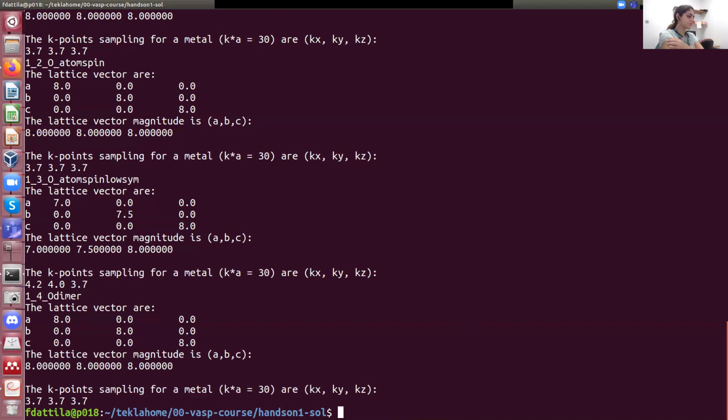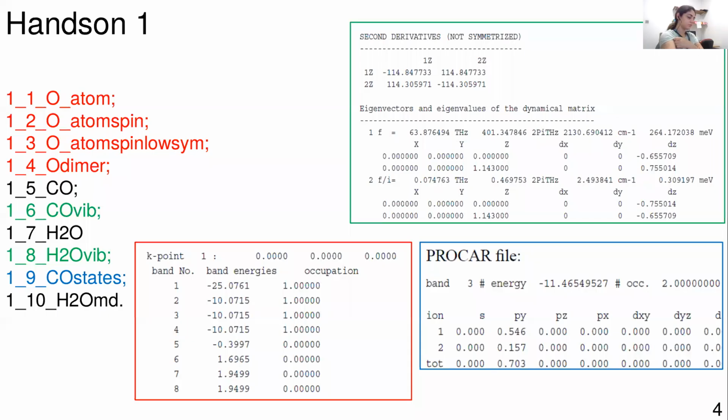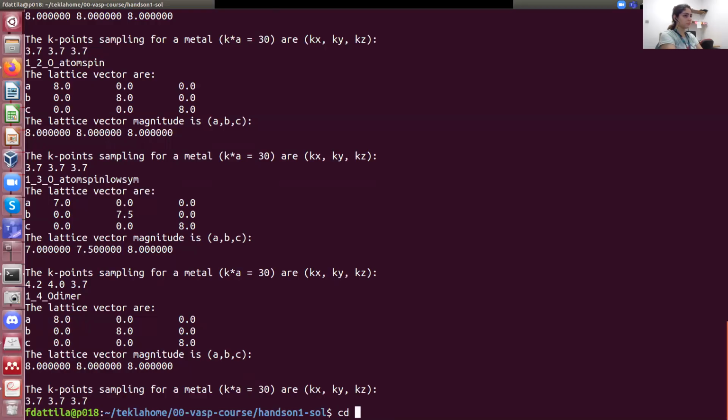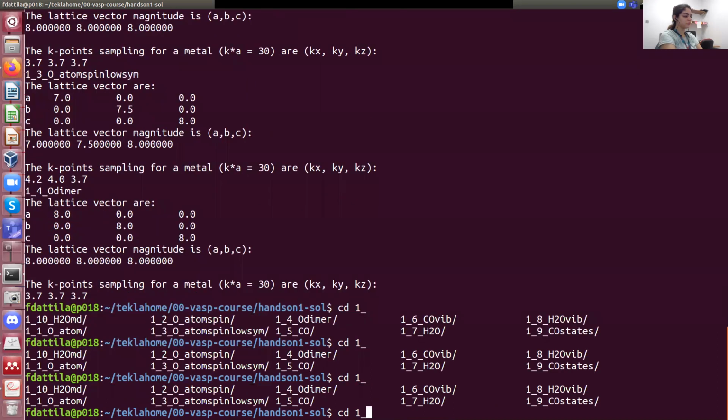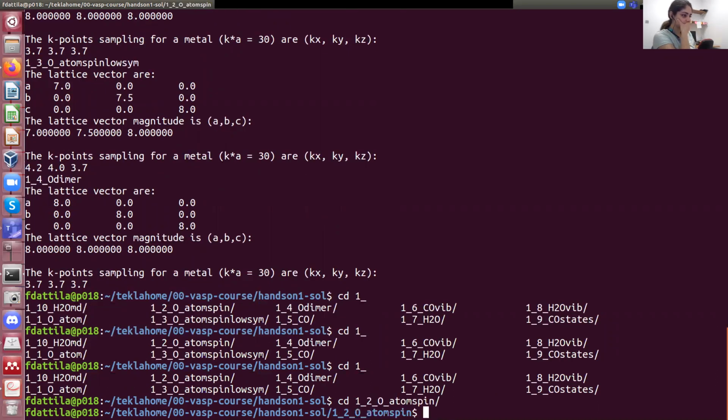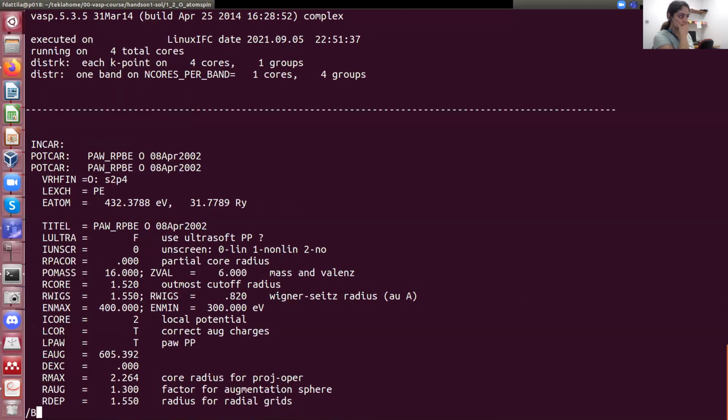And the other important thing here, and the reason why you see this mistake, you can see in the band energies, okay? So if we go again to the terminal, and now we enter the one that is symmetric. So let's go to this one. And then we open the OUTCAR and then we look for band energies.